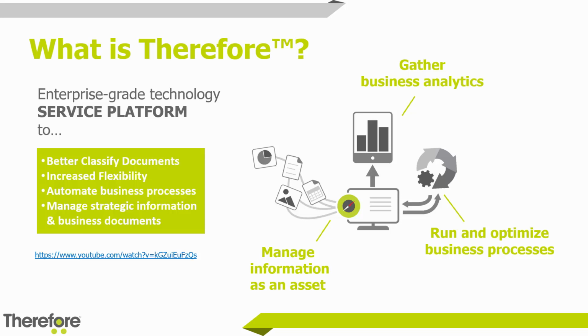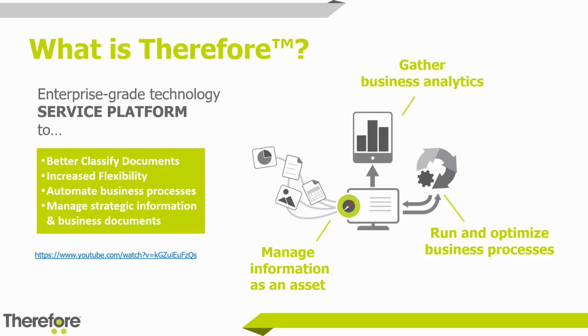Which is correct. Specifically, the way we talk about Therefore is that we call it an enterprise-grade technology service platform that allows you to do a couple of things that you see listed here. One of these is better classify documents, increase your flexibility, automate business processes, and manage strategic information and your business documents. So those may be lofty goals, but how is this done?